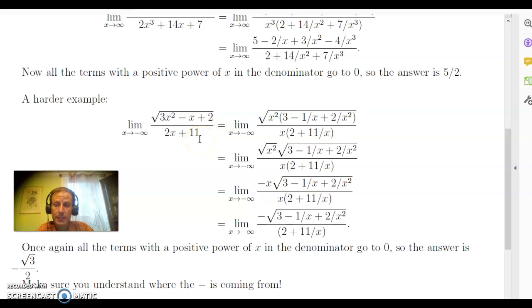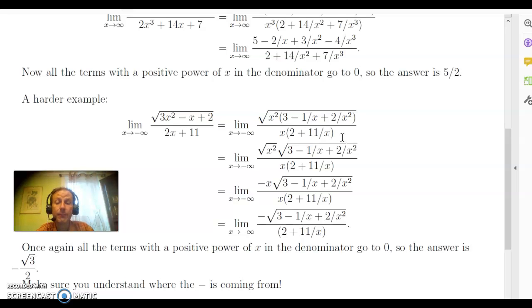So you can use the exact same idea. You look for the highest power of x that shows up. In the top it's x squared, and in the bottom it's x. So you factor x squared out of everything, however, inside the radical in the top. And the top becomes the square root of x squared times the quantity of 3 minus 1 over x plus 2 over x squared. Whereas the bottom, the highest power that shows up is simply x. So we can factor that x out and get the bottom to be x times the quantity of 2 plus 11 over x.